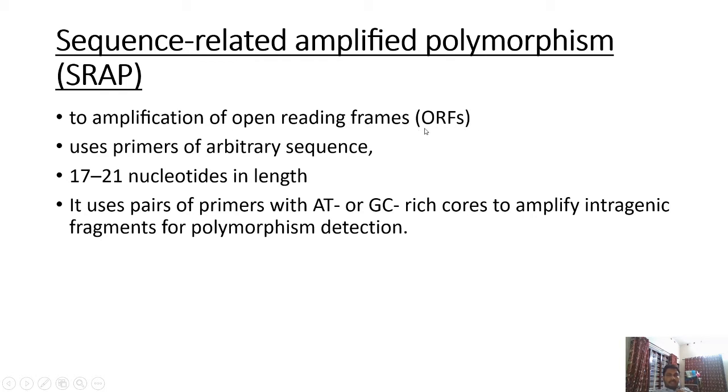Open reading frames are a series of codons coming after an initiation codon and ending with a stop codon. This is known as open reading frames. So here in the case of SRAP, we are targeting these open reading frames. I have already told you that this is a PCR-based technique. So for targeting these open reading frames, we need to construct primers, that means a forward primer and a reverse primer that can recognize these open reading frames.